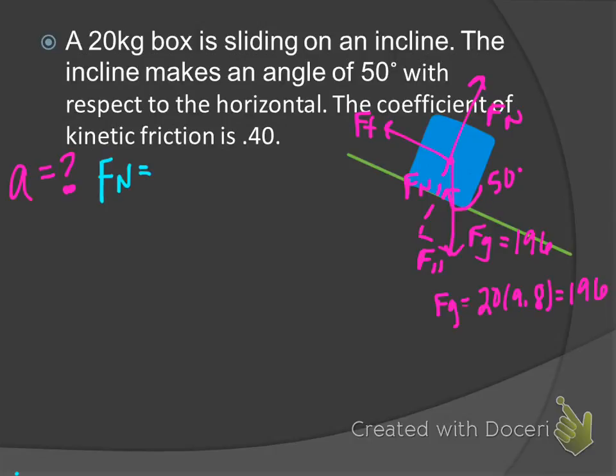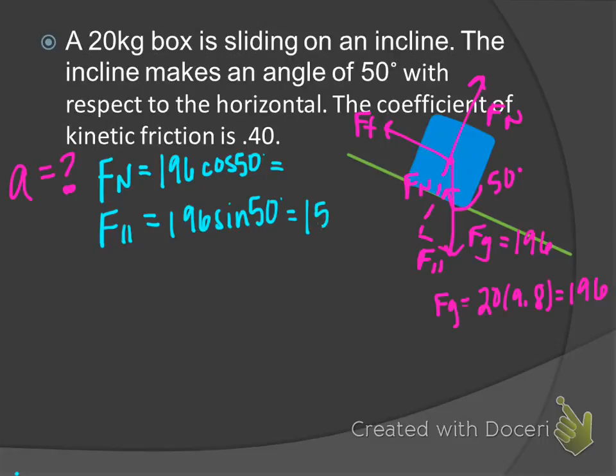Hold on just one second, please. 196 times cosine... I just want to make sure everybody has time to get there. It's 150.14. Okay, and do we have a normal force component yet? 125.99. Or you could just take that. Let's just round that up to 126.